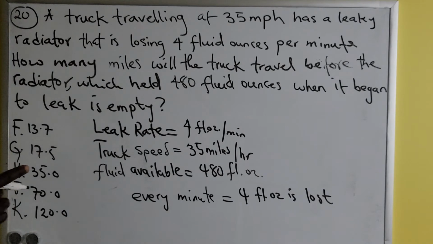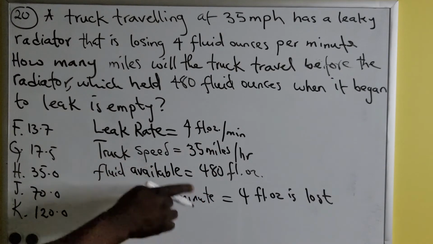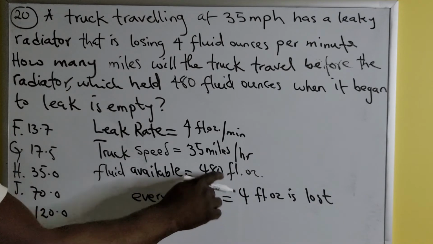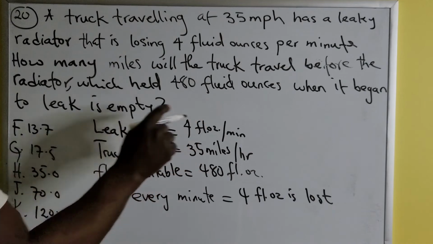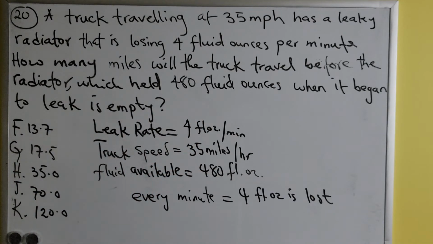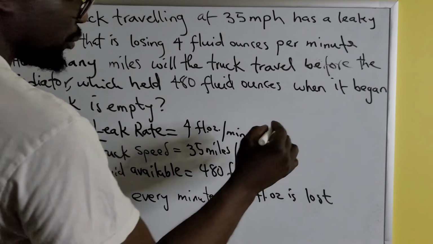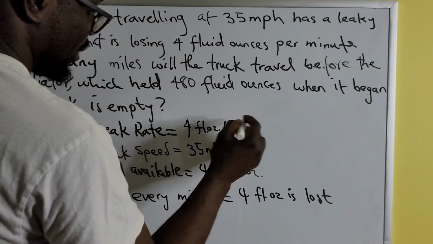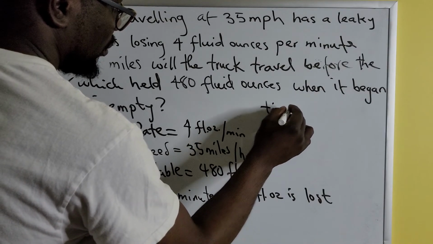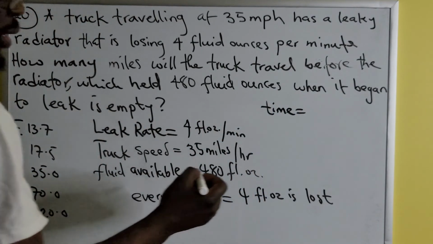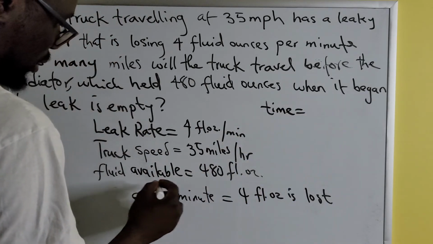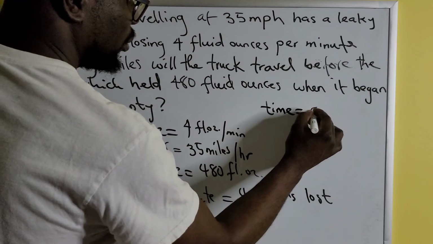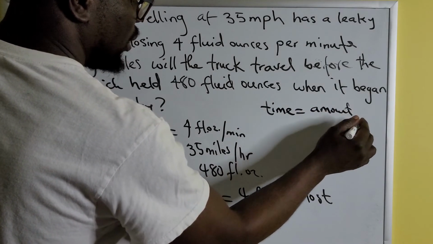So what we need to find out is how many minutes will it take these 480 fluid ounces to be exhausted if it's leaking at this rate? That's what they're asking you. That's what we want to know. So to do that, you already know the rate and you know how much you have, right? So the formula you're going to use here is to say the time that you have left is going to be the amount divided by your rate.